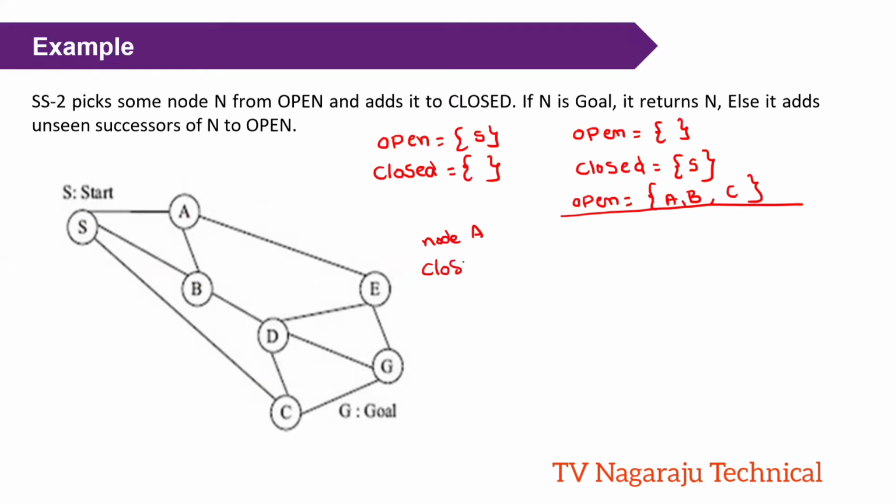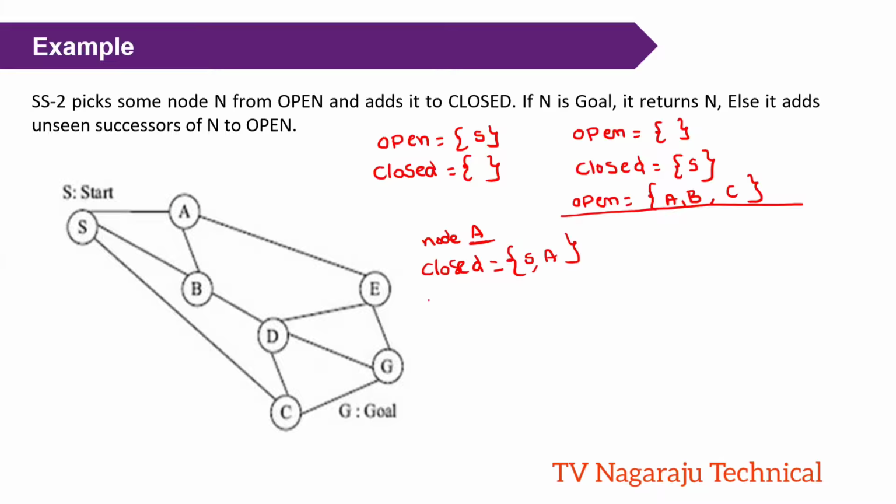Whenever you are picking the node, that is moved to closed. Closed consists of S. Now, S comma A. Now, check: is A the goal node or not? No. A is not the goal node.